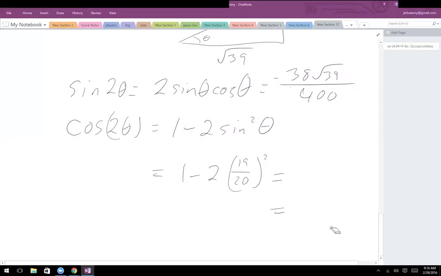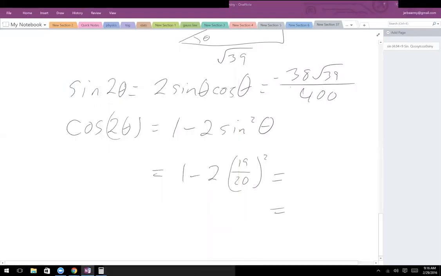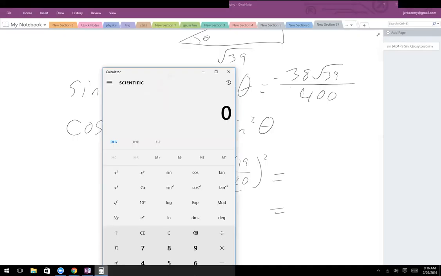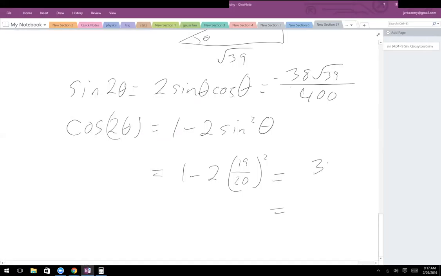Okay, let's get a calculator. Should have done that the first time. This thing doesn't do fractions. So 19 squared times 2 minus, this will be 400. So negative 322 over 400, which is 161 over 200.